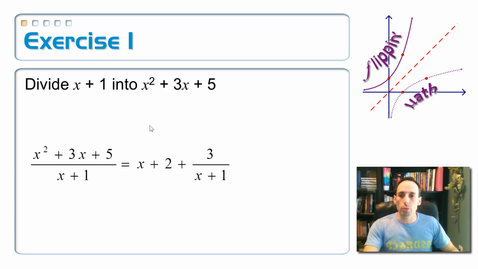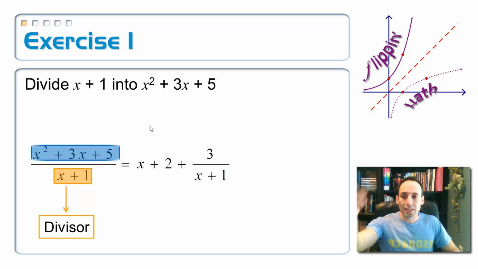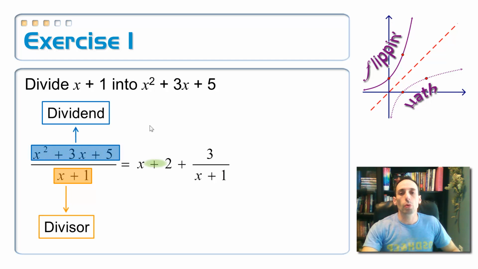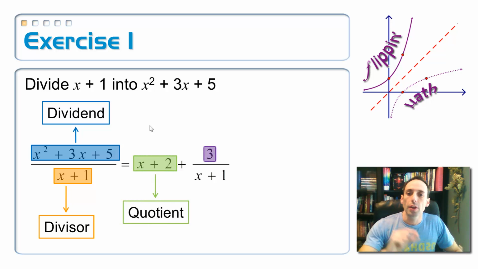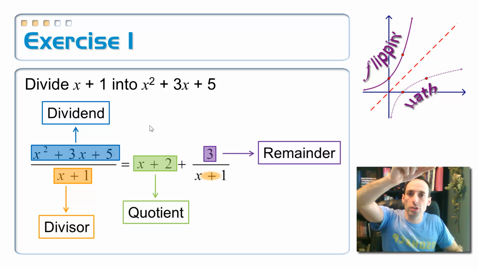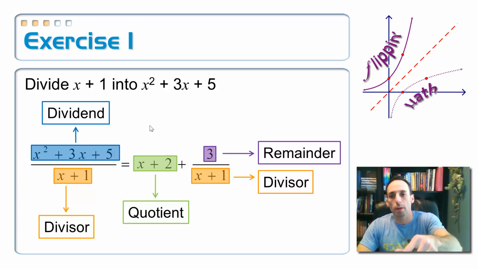So this is how I would write it. The x squared plus 3x plus 5, that's what I'm dividing into, is the dividend. The x plus 1, what I divide by, is the divisor. x plus 2 is the quotient. 3 is the remainder, which goes on top of the fraction. On the bottom of the fraction is the divisor again, x plus 1. And that's how I would write my answer.